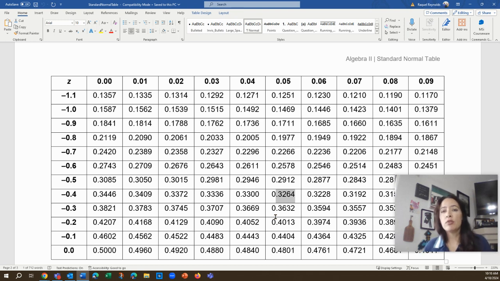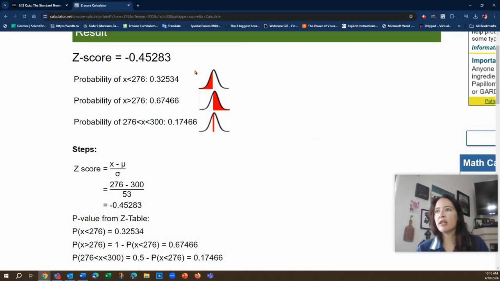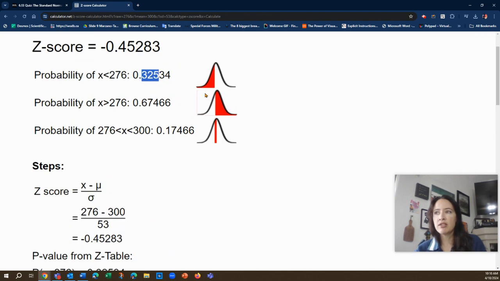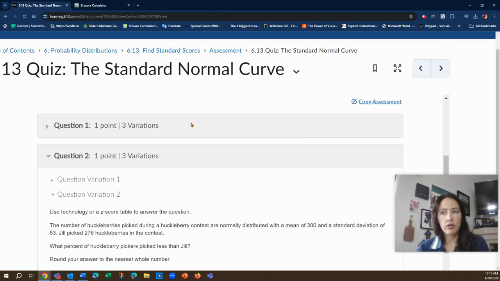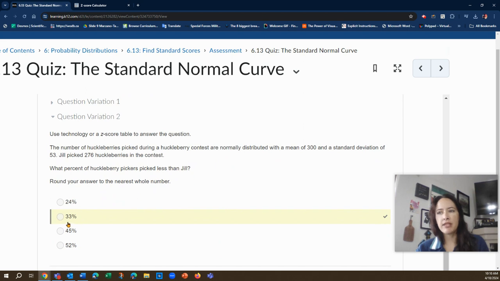That's how many people picked less than Jill, because that's what it means. The probability is a percentage. It's a proportion of the area under the curve. So let's go do that in the table. Look, 32.5%, right? So 33, if we round it, 33%. And then there's the visual. That's all of the possible people who picked different berry amounts that were less than Jill. So just about a third of the people will pick less than Jill, or about the same amount, 33%.